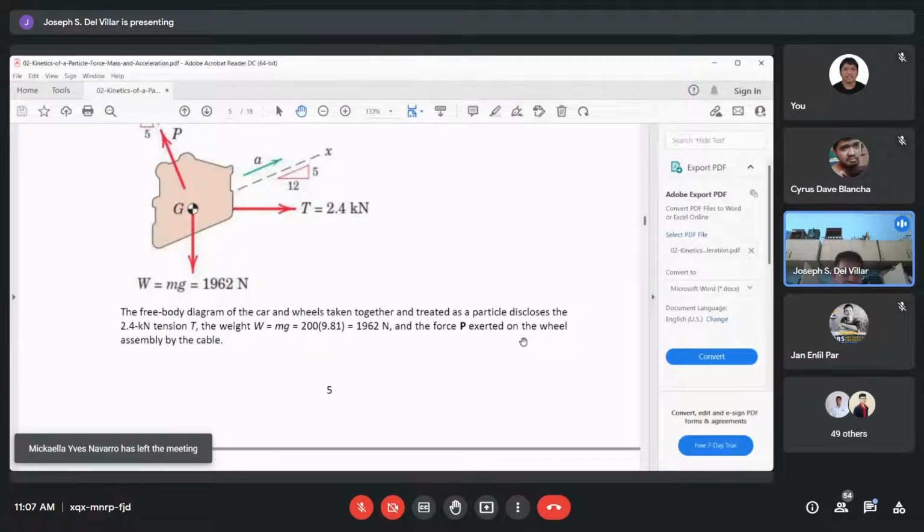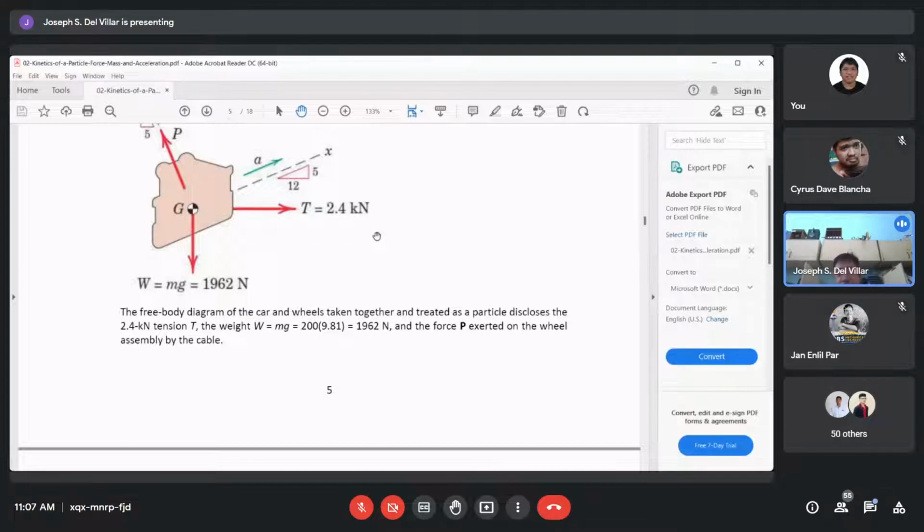Try to familiarize yourselves, because some students, once the angle is missing, no longer know what to do. Like this one, we were not given the angle, but we were given the slope. So in other words, we can make use of the slope in place of sine theta and cosine theta. We were not given the angle, but actually we can solve for it. What is the angle? Arc tangent of 5 over 12.